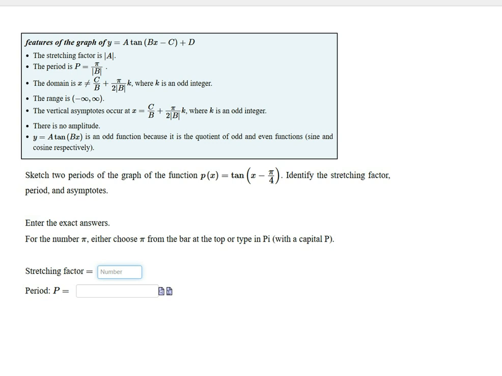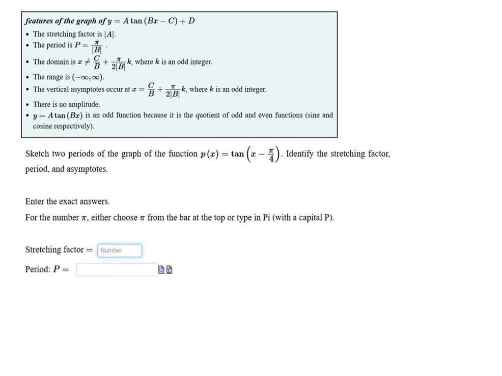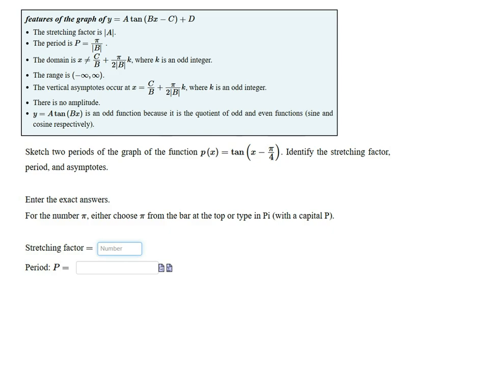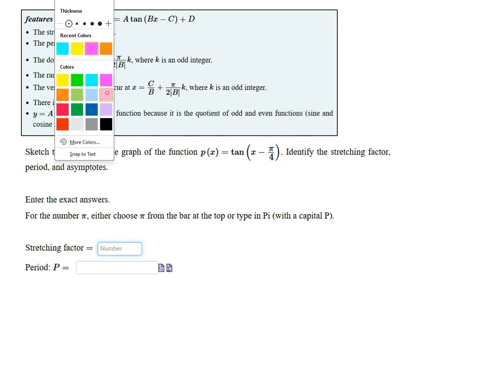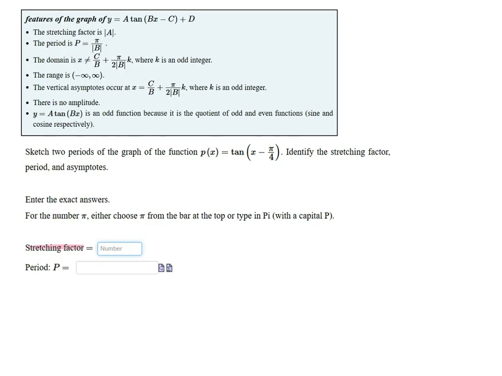All right, this one involves the tangent function. Same type of questions. They want you to first find the stretching factor. The stretching factor is the absolute value of A. A is what is in front of the tangent. When I look right here, there is nothing in front of the tangent, so that means the stretching factor is the number 1.